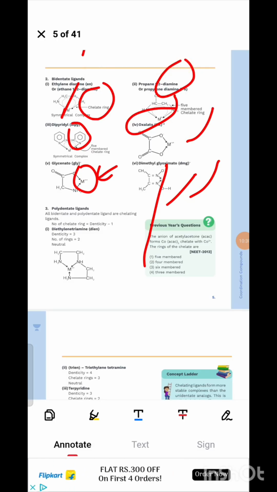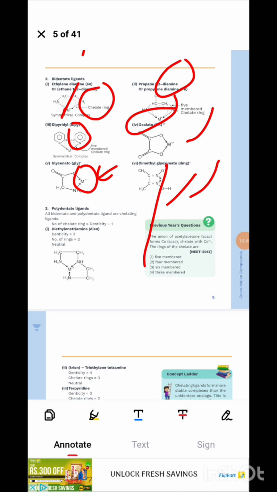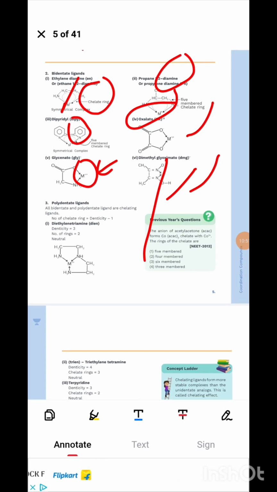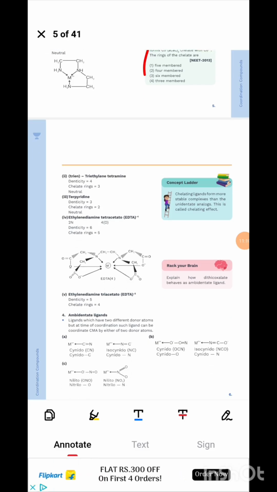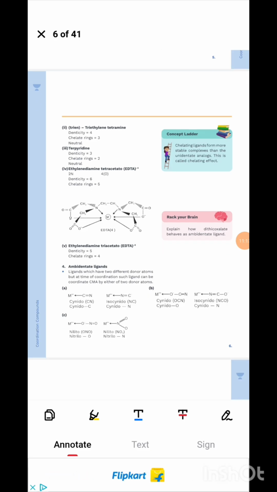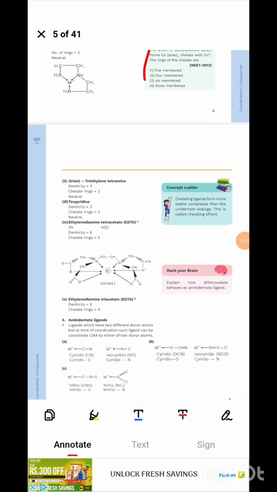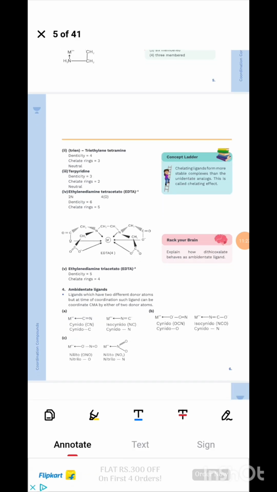Chelate forming means that if a bulky ligand binds the central metal, it forms a ring-like structure, which is known as a chelate. The number of chelate rings you can identify is denticity minus 1. Diethylenetriamine has denticity 3, forms 2 rings, and is a neutral ligand. Triethylenetetramine has denticity 4, forms 3 chelate rings, and is neutral. Terpyridine has denticity 3, forms 2 chelate rings, and is a neutral ligand. So you can calculate how many chelate rings will be formed by denticity minus 1.